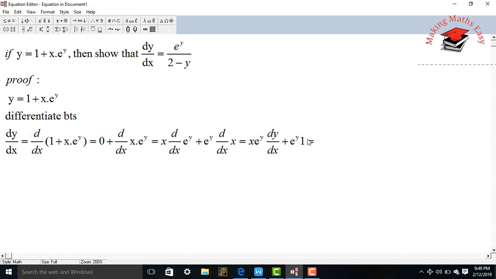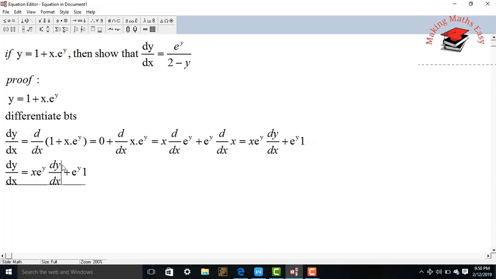So my dy by dx will be equal to x e raised to y. So I will write over here that dy by dx, or the derivative of y with respect to x, will be equal to this entire function, so x into this entire function. Now we have to take the dy by dx terms on one side and the remaining terms on the other side.